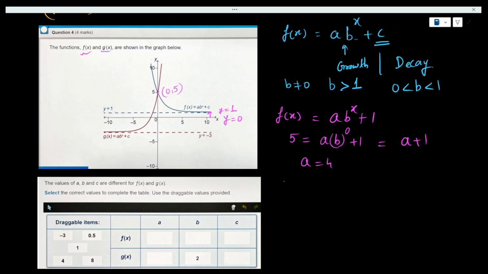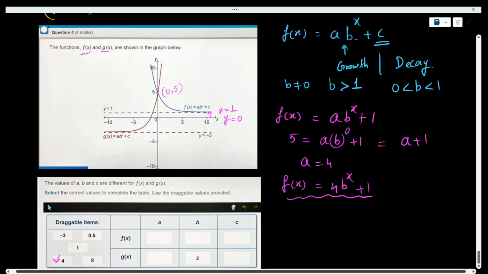So what is my graph here? F of x is equal to 4b to the power x plus 1. Till now we got this, right? So what is the value here? If you will see, for the first function, you will drag 4 in place of A. You will drag 1 in place of C.